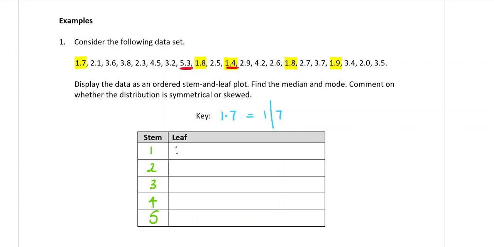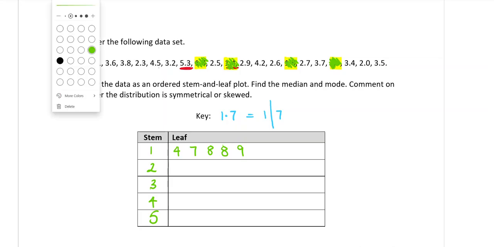So 1.4, so the 4 will go first. Cross it off. What's going to be next? Biggest? 7. So the 7 will go next. Cross that off. Then we have the 2 8s, 8 and 8. Cross them off. And then we have the 1.9. Okay, does that make sense? They're all in order, 4, 7, 8, 8, 9. So all of the 1 point something numbers are done.